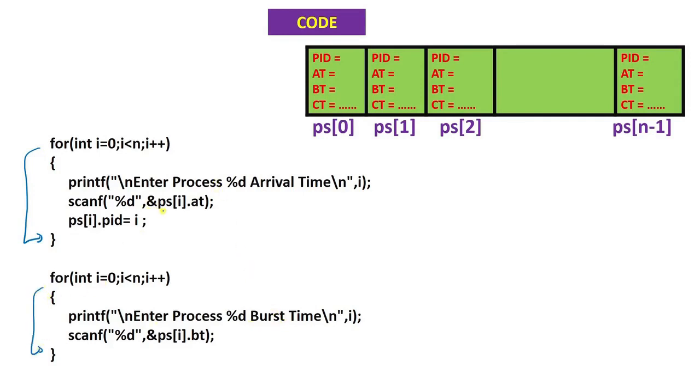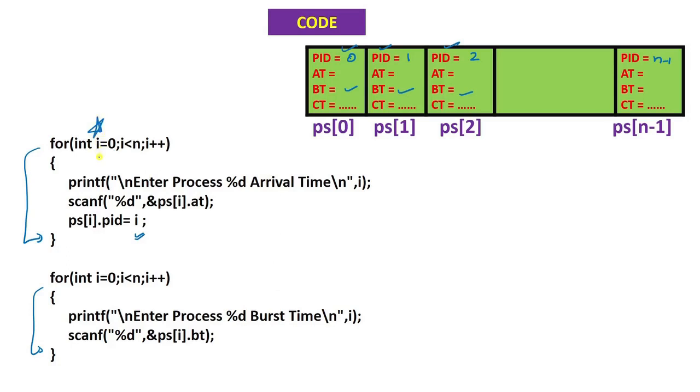So here we are scanning the arrival time, PS of I.AT. I will run from 0 to n, and along with it I am assigning the I value to the PID field of each and every box. So the first process will have PID 0, this will have PID 1, this will have PID 2, and so on. The last will have PID n minus 1. And in this loop I am asking for the burst time. You can combine these two loops into a single loop, and ask for the arrival time and burst time of each and every process together. It is up to you how you implement things.